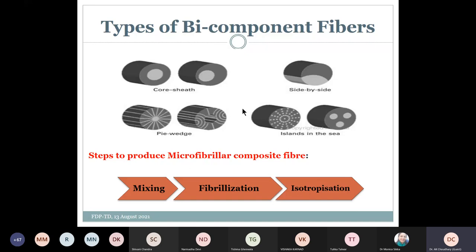Mixing, fibrillization, and isotropization are the process steps of manufacturing these microfibrillar composite fibers, bicomponent fibers. Here you can see the outer fiber is different and the core fiber is different. Again, gray is one fiber, black is a different fiber. So one filament contains two properties.